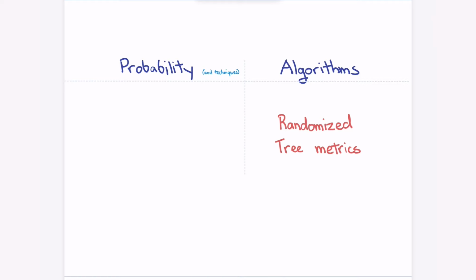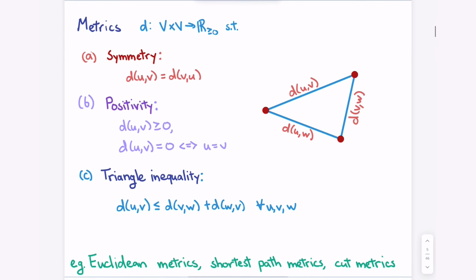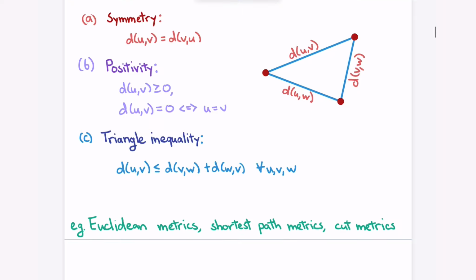So, just to remind us, I guess you guys already know this. This is a metric, right? It's going to be symmetric and positive and all these good things. There are of course geometric metrics like Euclidean metrics, but often we like things like shortest path metrics, cut metrics, which are metrics induced by cuts, and so on and so forth.